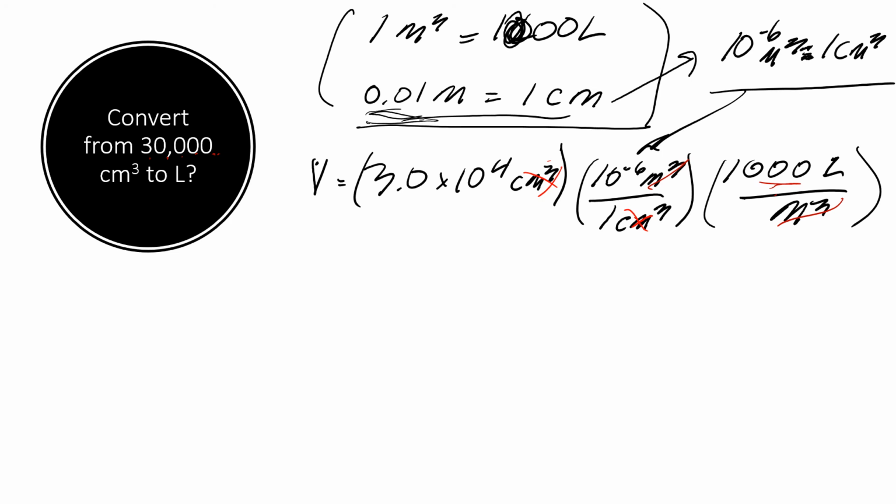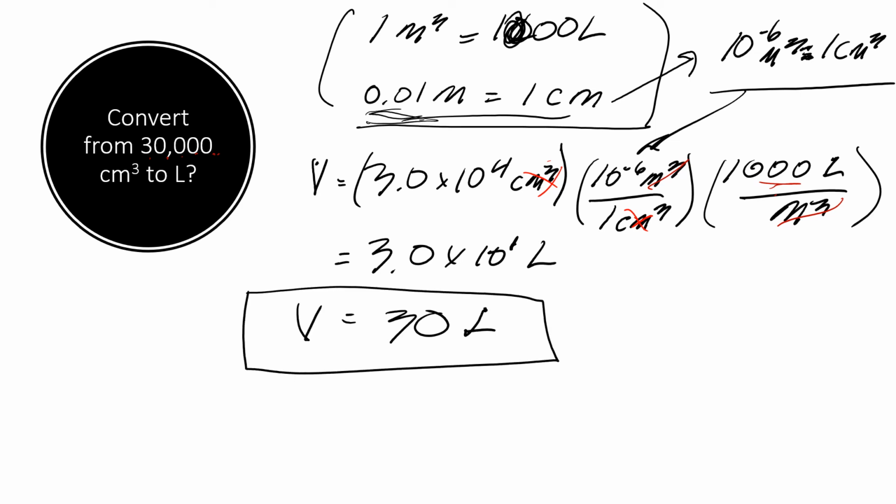So we're going to end up with 3.0 times 10 to the first liters. That's our answer. And we'll just write it in a more conventional way that you're probably more used to. Equal to 30 liters is our volume. That is the answer for this problem.